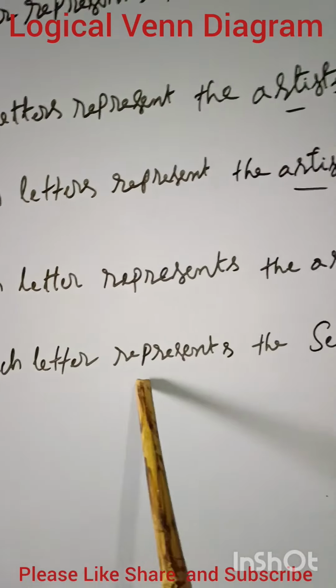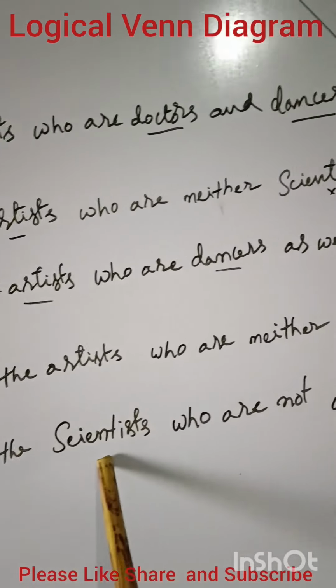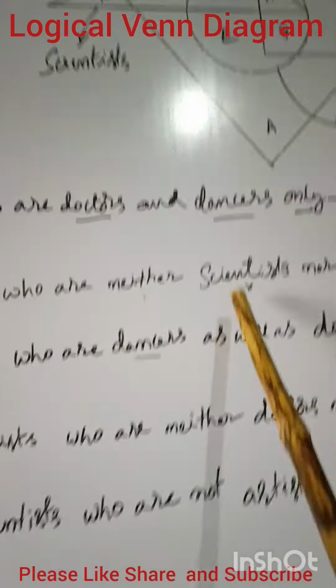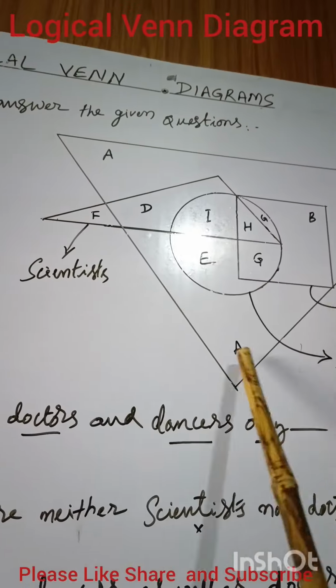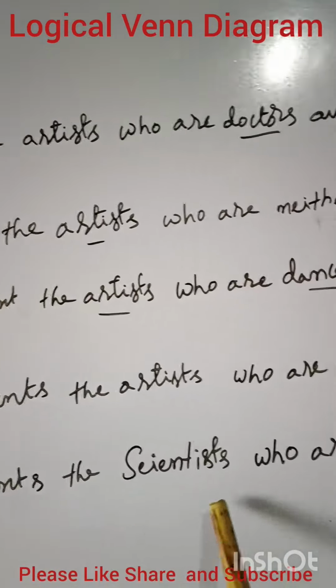Then which letter represents the scientists who are not artists? See, they are scientists and not artists. Not artist means first of all you go out of this big triangle. So we are left with only this part. So F is the scientist who are not artists.